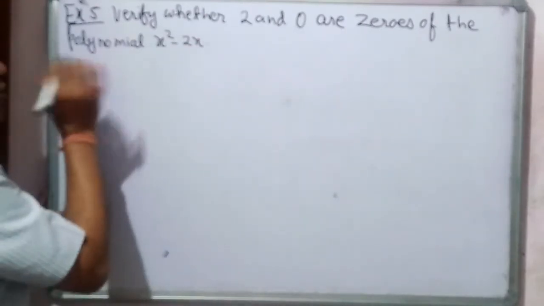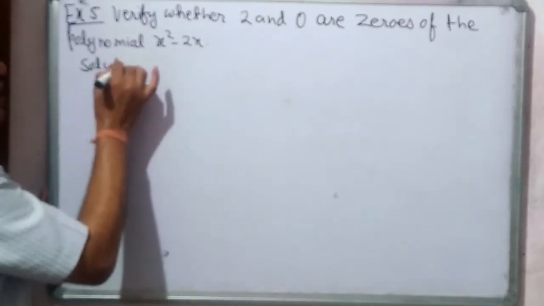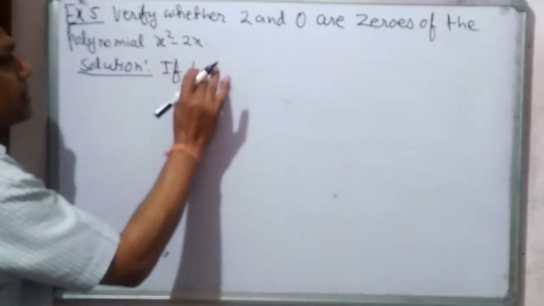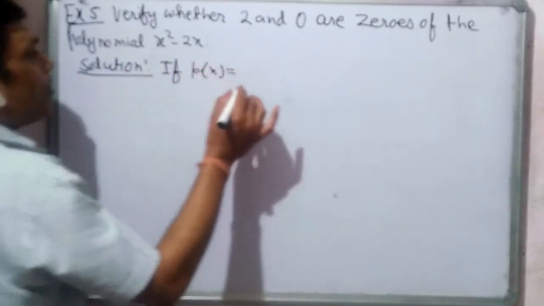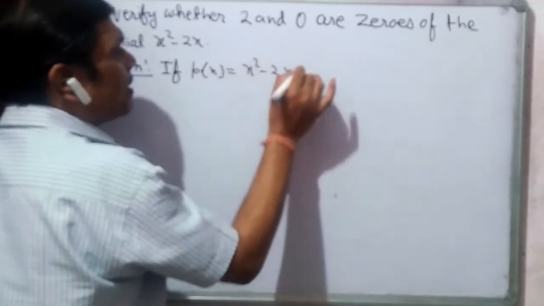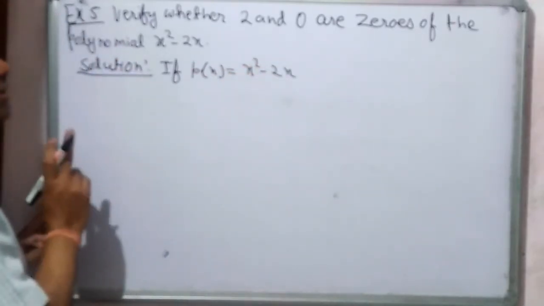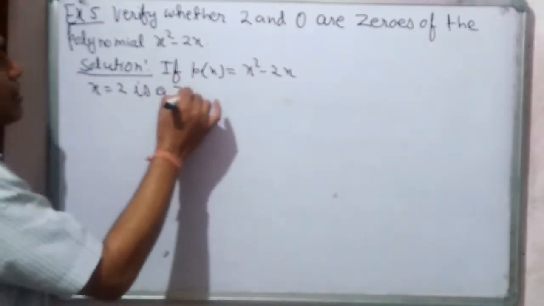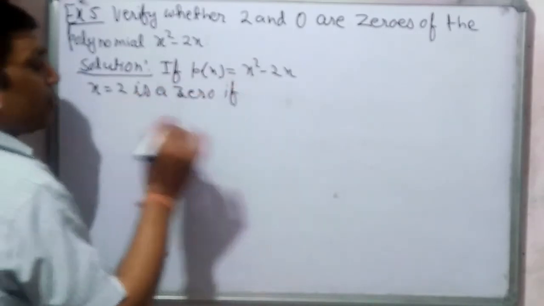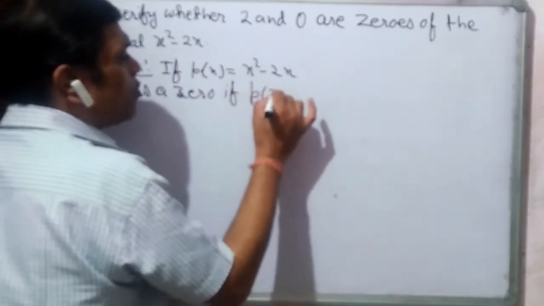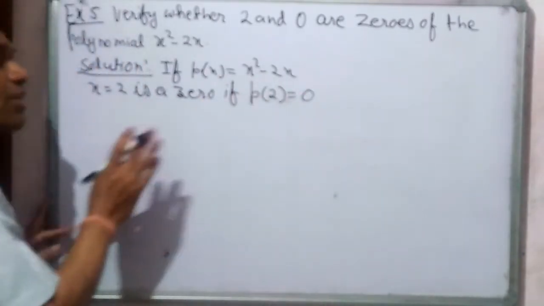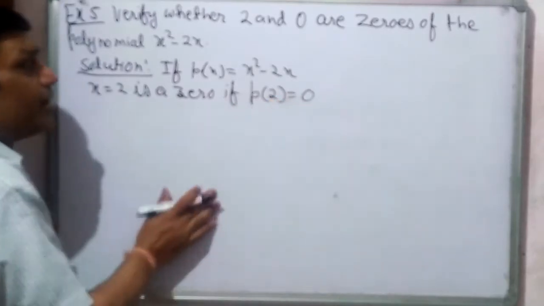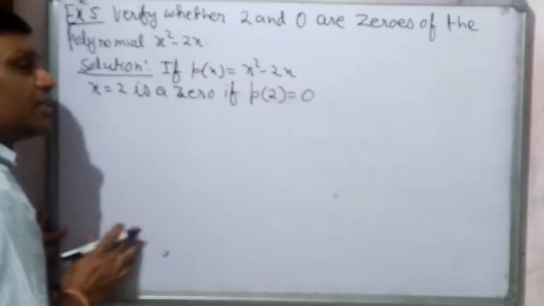That means for verifying, what shall we do? If p(x), that is polynomial in x, is x square minus 2x. What is the first zero required? x equals 2 is a 0 if polynomial's value at 2 is 0. That is what we have to verify to confirm whether 2 is a 0 of this polynomial.